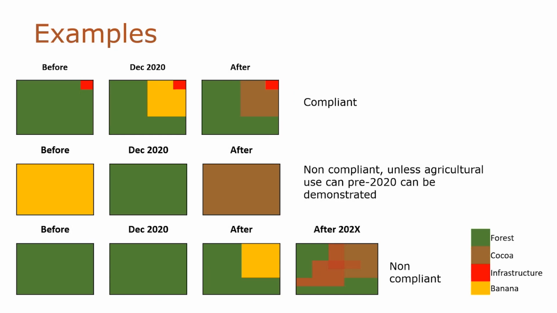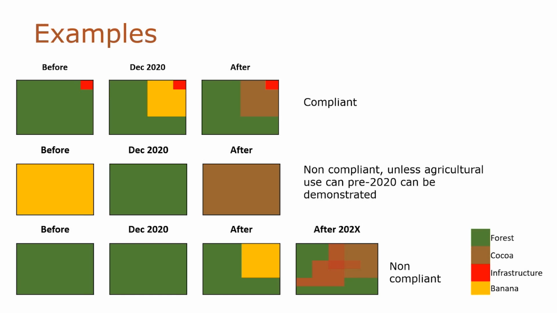Other examples. If conversion of another agricultural area is happening to cocoa after 2020, the cocoa is still compliant. For example, if there's banana on a plot in 2020 and it's converted to cocoa after, there's no problem, because it's conversion from an agricultural land to another agricultural land. So there's no change in the forest cover in principle on the plot. But cocoa coming from any land that is deforested after 2020, so that's the third case on this slide, would mean that it's not compliant.